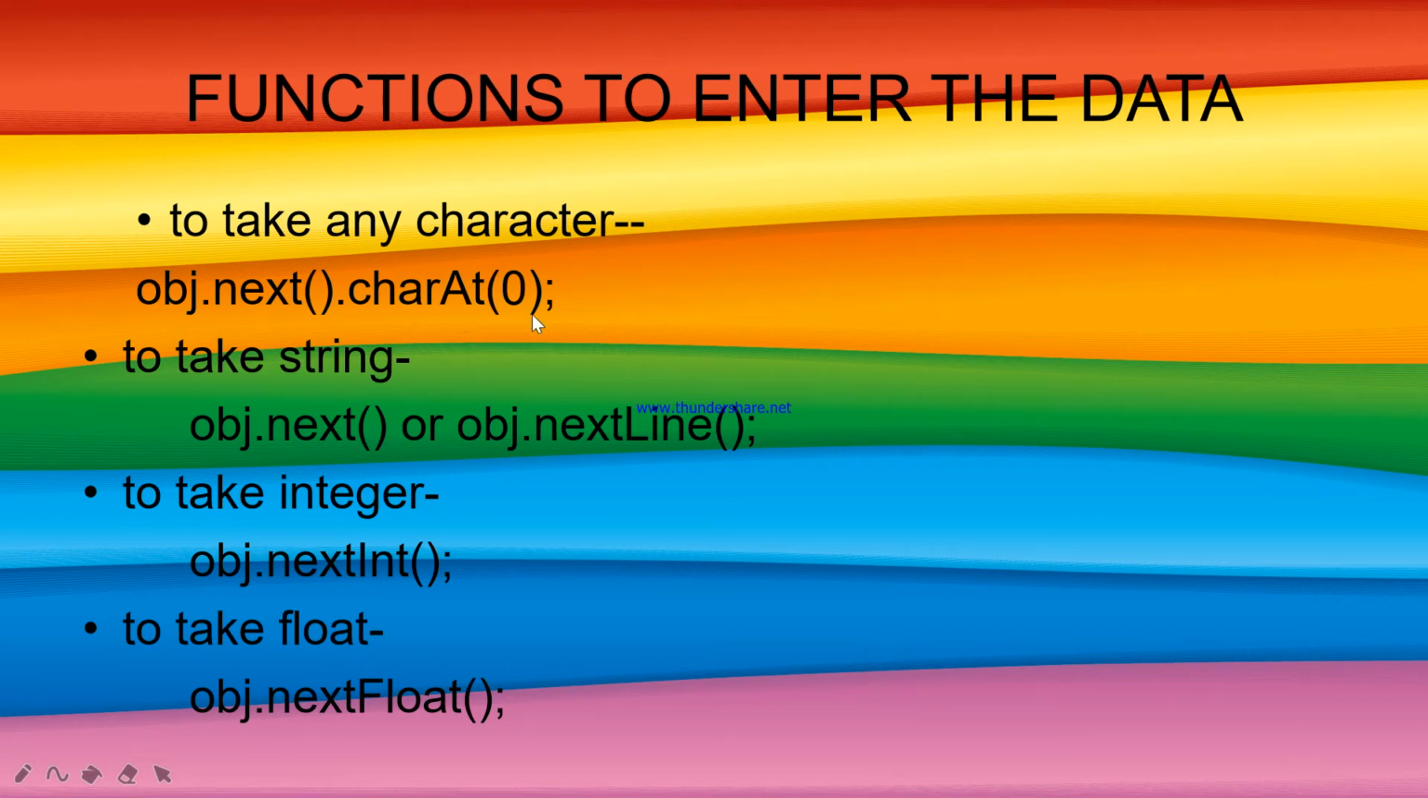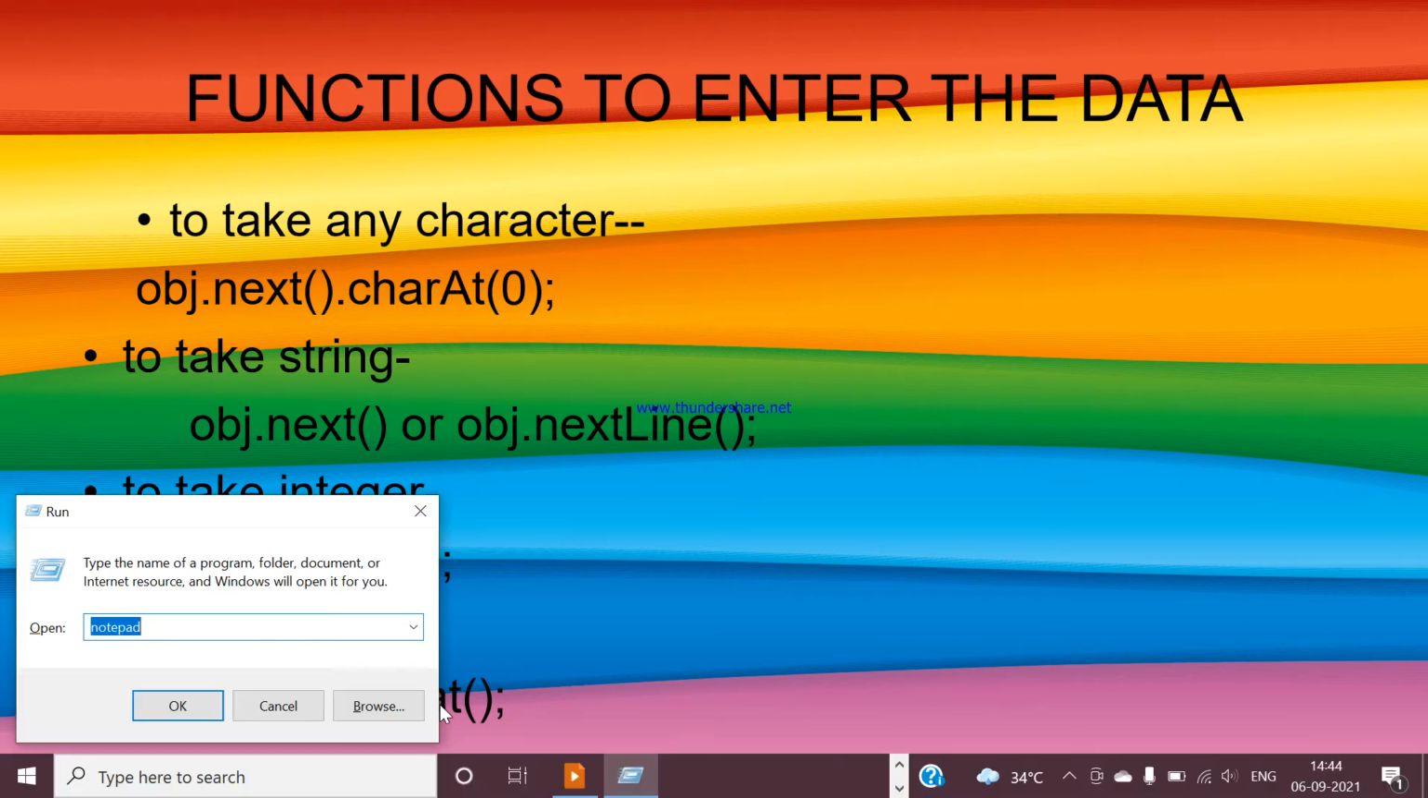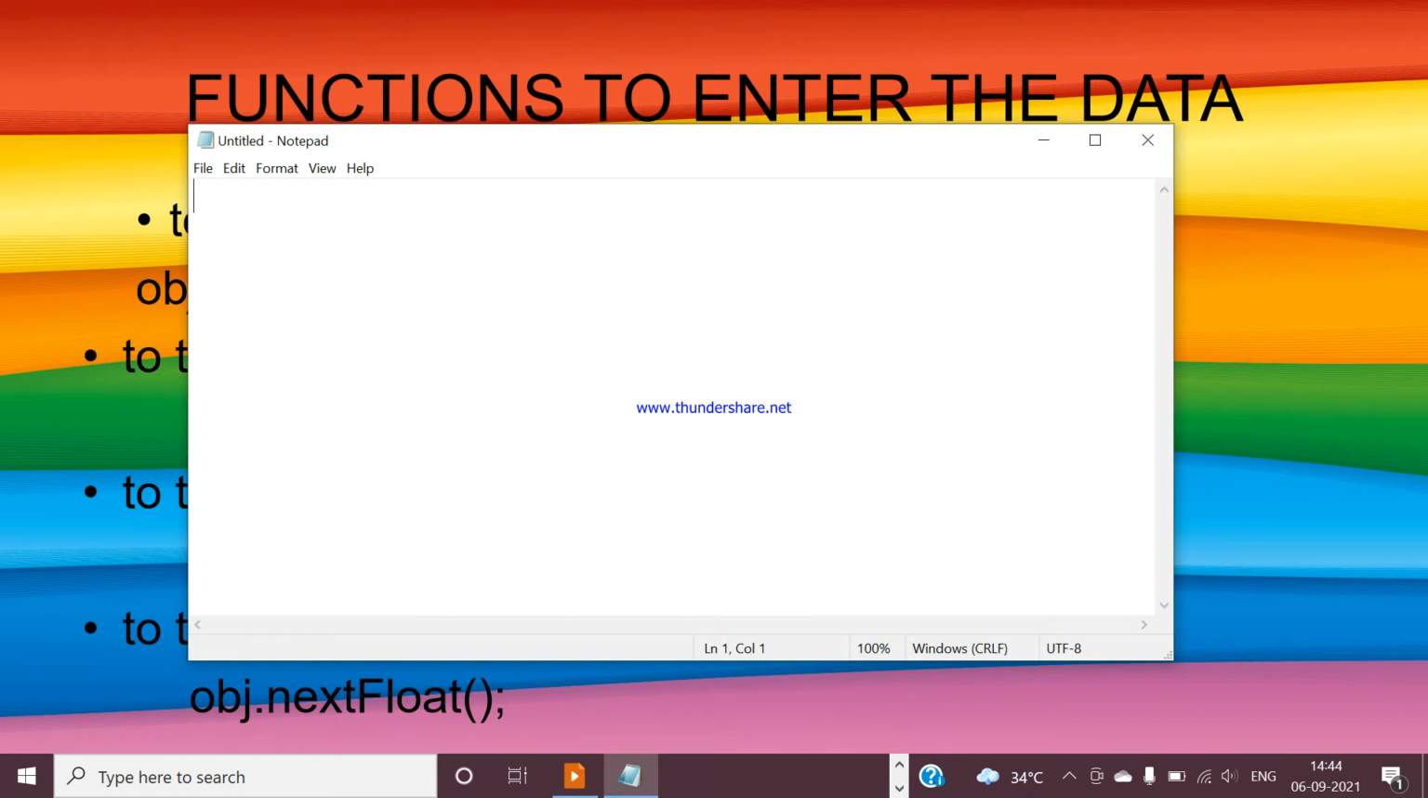obj.next().charAt(0). Then if you want to take a string, you will have to write obj.next() or obj.nextLine(). Okay, if you want to take an integer, you will have to write obj.nextInt(). If you want to take a float, you will have to write what? obj.nextFloat(). See, the things are going to be the same for the numeric data. For example, you want to take a double value, then what will you write? obj.nextDouble().